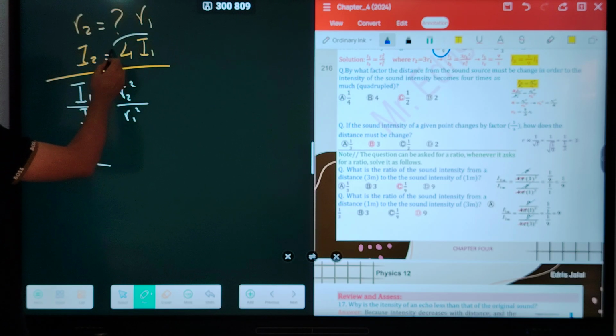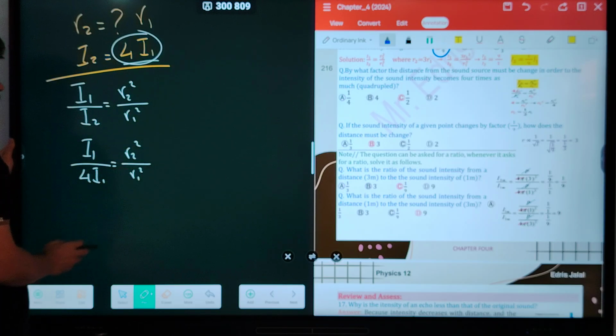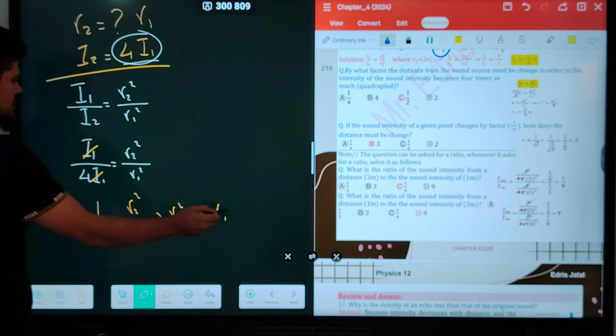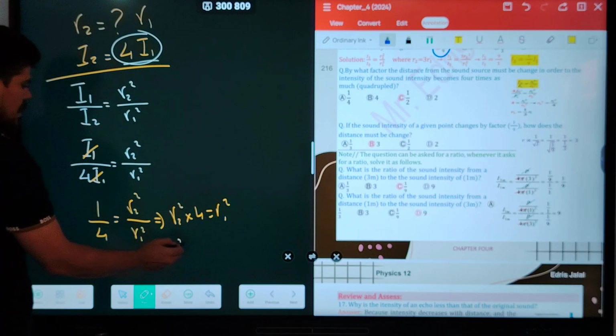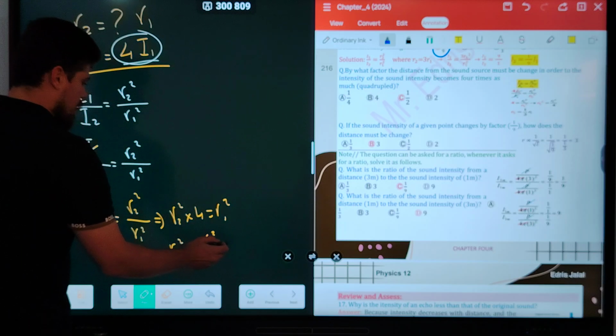I1 over I2 is equal to what? Instead of I2, write 4 I1, equal to R2 squared over R1 squared. I1 with I1 cancel. What remains? 1 over 4 equals R2 squared over R1 squared. Cross product to find R2: R2 squared times 4 is equal to R1 squared. R2 squared is equal to R1 squared over 4.